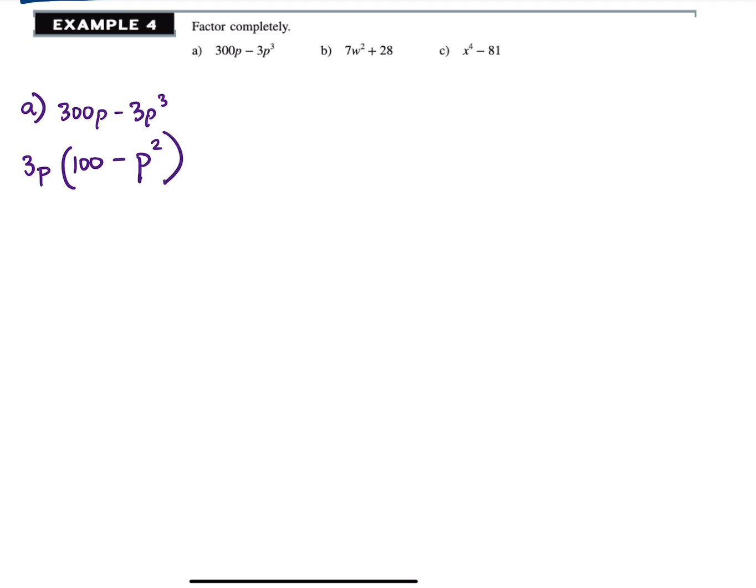And then what we have remaining in those parentheses, 100 is 10 squared, and then p squared we can write as p squared. So we actually have a difference of squares remaining inside of the parentheses. So that means this will factor into 3p times 10 plus p times 10 minus p.